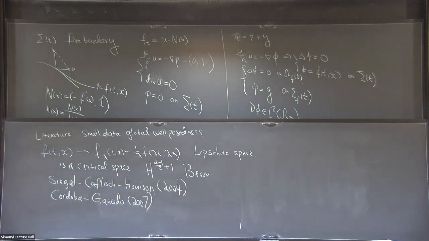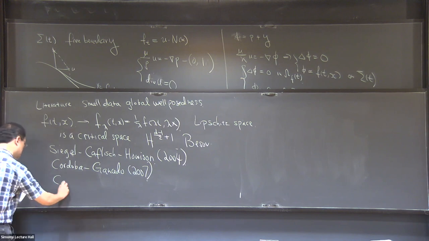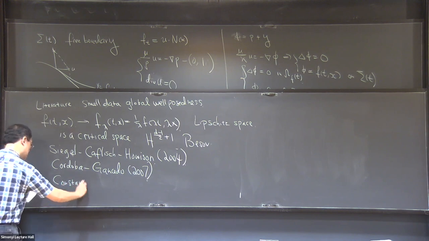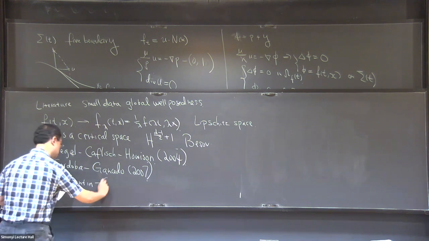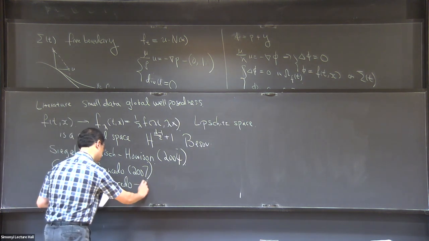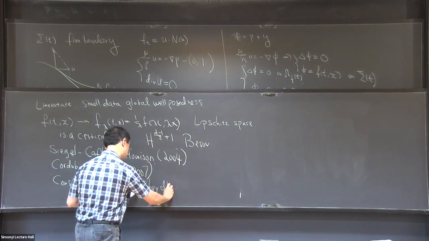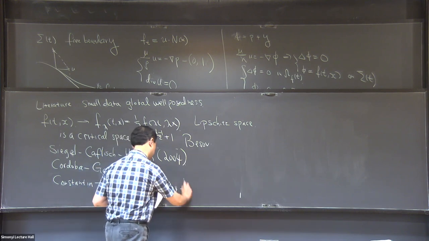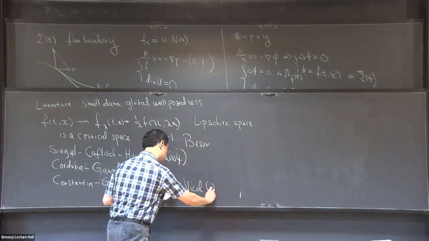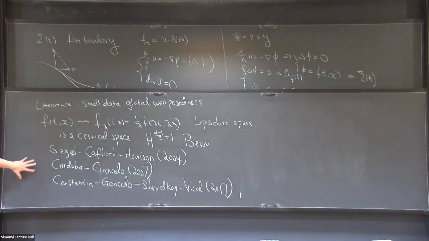And later by Asher and Machoke. And more recently, the work by Constantine, Gancedo, Shall we call, and also Rico. So these works are all about small data.